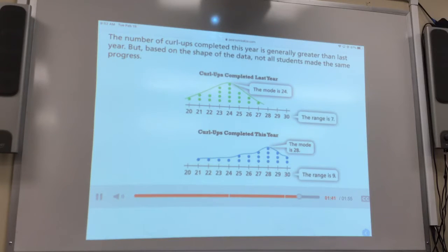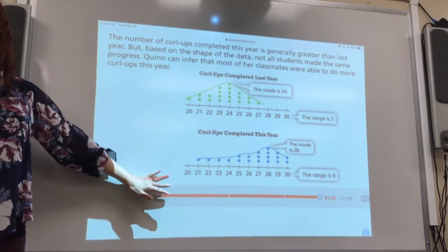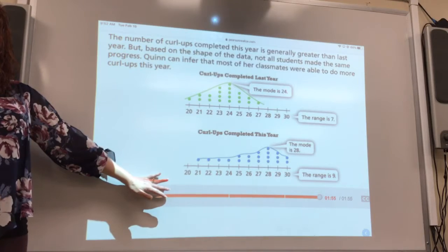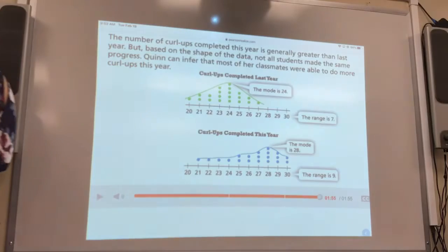But based on the shape of the data, not all students made the same progress. Quinn can infer from her comparison that the majority of her classmates were able to do more curl-ups this year than they were able to do last year. So she could infer that the majority of classmates can do more. Why can she not say all classmates can do more? Hannah? Because some stayed the same. Some stayed the same. Good. But you can safely say the majority are doing more.